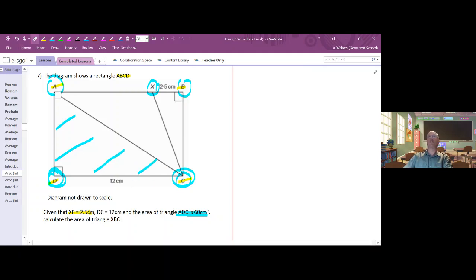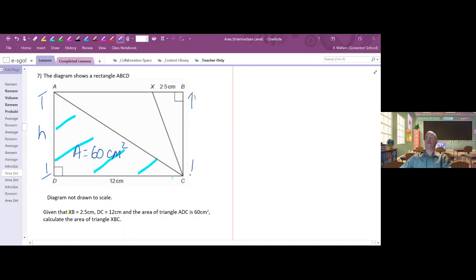Let me just clear some of this from here. So the triangle ADC, the one I've shaded in, is 60 centimeters squared. It's important you can read that information and write what you need to write on the drawing. So the area of this is 60 centimeters squared. Like the question we had above, we've got a base and we need this height. I'm going to call it H on this occasion, because this H, whatever it'll be, will be the same here.